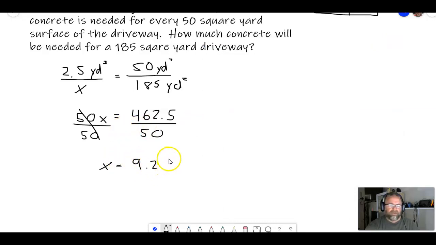Now remember, for buying bags, let's say we're buying 2.5 cubic yard bags of this concrete, we can't buy a quarter of a bag. So if we're asking how many bags we're going to need, we would round up to the next number, 10. But this says how much concrete will you need, and that would be 9.25 cubic yards of concrete.